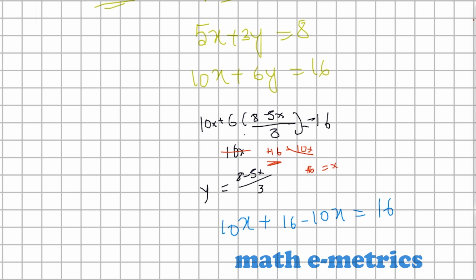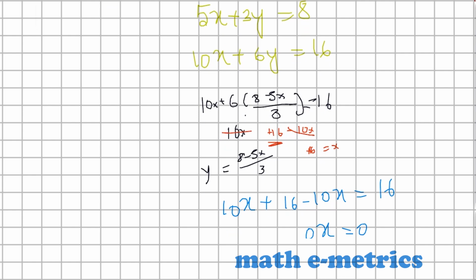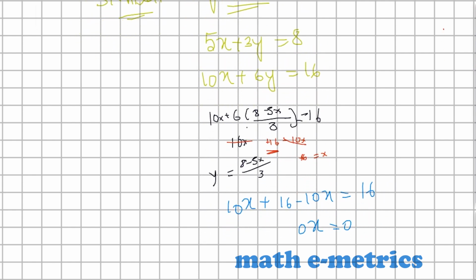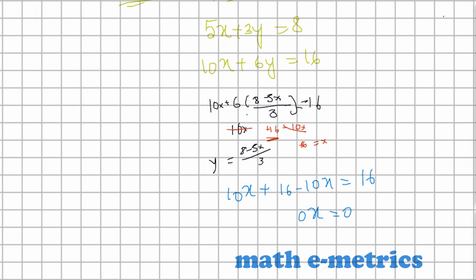It is 16 equal to 16, right? 0x is equal to 0. So x is just 0? x can be anything. Put 1, what happens? It still works. Any value is working, right?